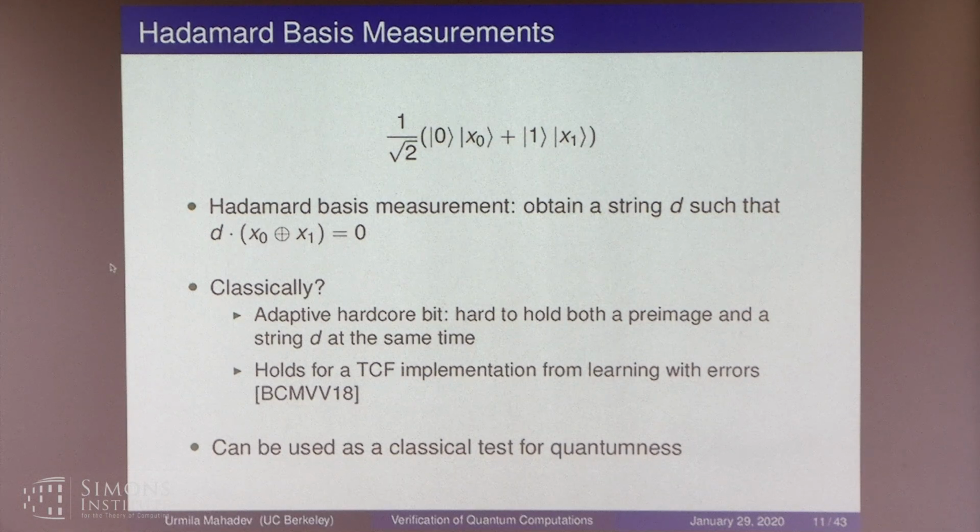Okay, so now that I showed you that a quantum machine can obtain the string D, the next thing I'll do is formalize this. I said a quantum machine can do this, a classical machine can't. So this forms a test for quantumness. I'll formalize what it means to test for quantumness, and I'll show you how this primitive can be used to test for quantumness. But before that, let me just fill in a detail that I skipped over, which is how this superposition can be created.